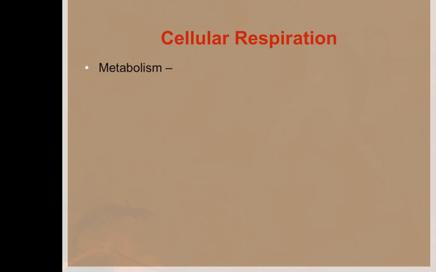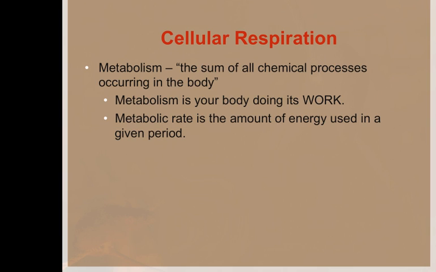We're going to talk about cellular respiration and how this process works in the body. But before we can do that, let's discuss another process in the body, that being metabolism. The textbook definition of metabolism is the sum of all chemical processes occurring in the body. In simpler terms, metabolism is the work that your body does at the cellular level.